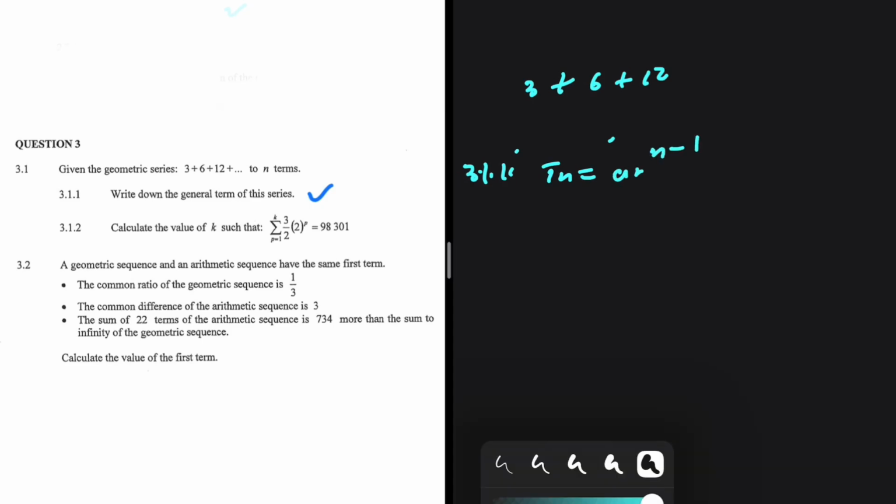Let's see if we can write down the general term of this series. So we have 3 plus 6 plus 12, our geometric series. The general term of a geometric series is given by Tn equals A R to the power n minus 1. A is the first term. The first term in our case is 3. R is T2 divided by T1 or T3 divided by T2. We just divide the two terms that are next to each other.